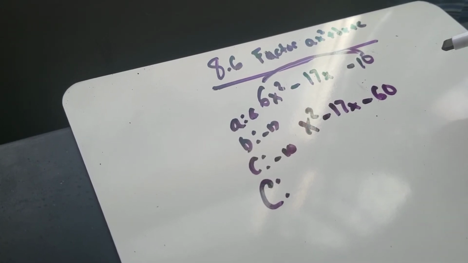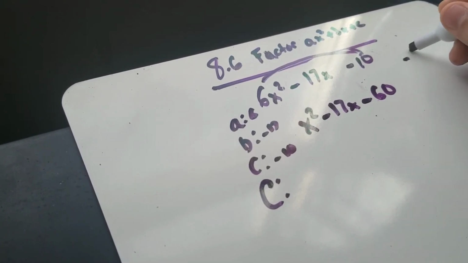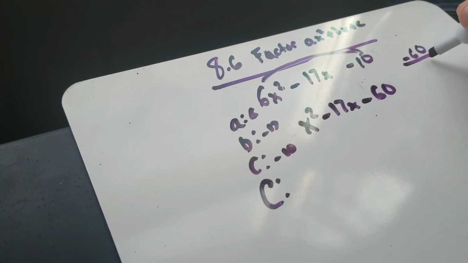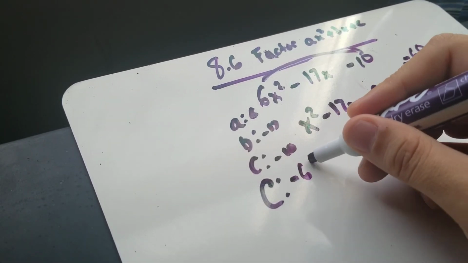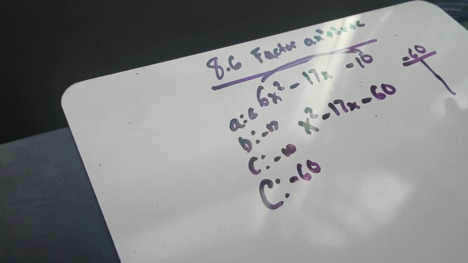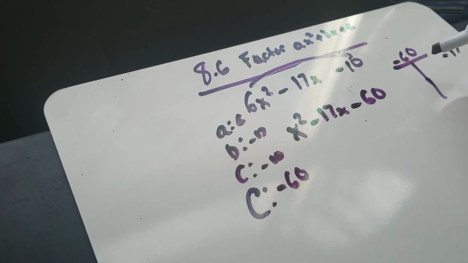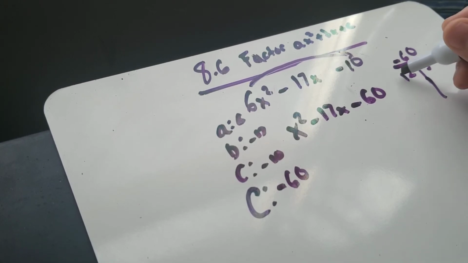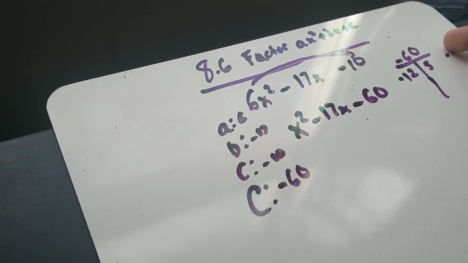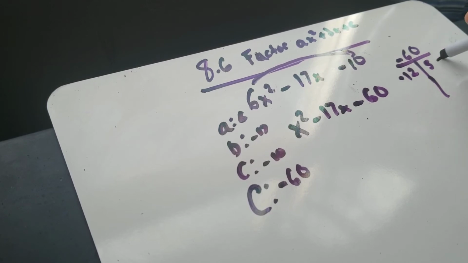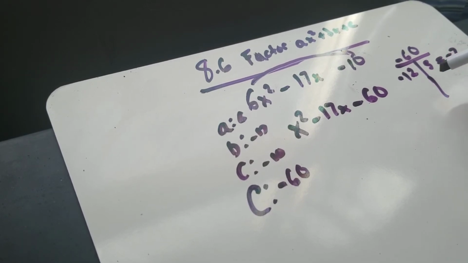All right. So now we've got to figure out numbers that multiply to negative 60. Oh, and my capital C is negative 60. So we need things that multiply to negative 60 that add up to negative 17. Let's see. Well, negative 12 and 5 adds up to only negative 7. So that one's not right.